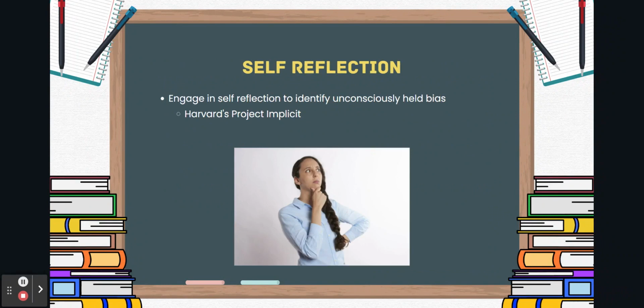Educators should engage in self reflection to identify unconsciously held biases. One way to do this is to take the tests that are available at Harvard's Project Implicit.